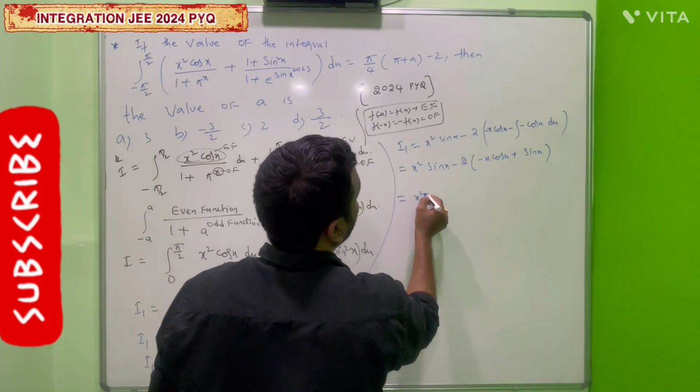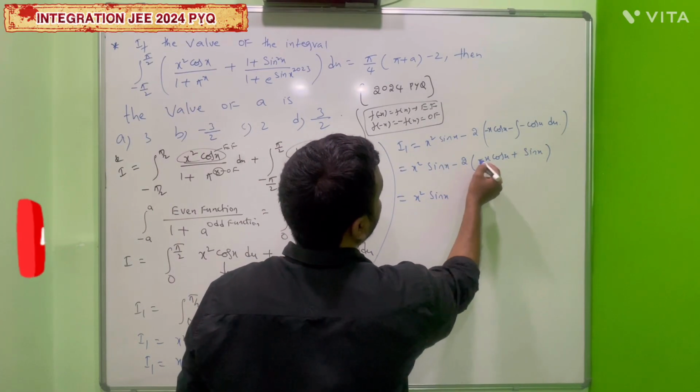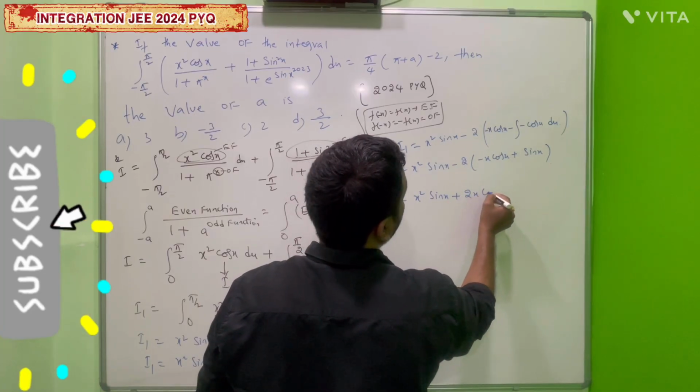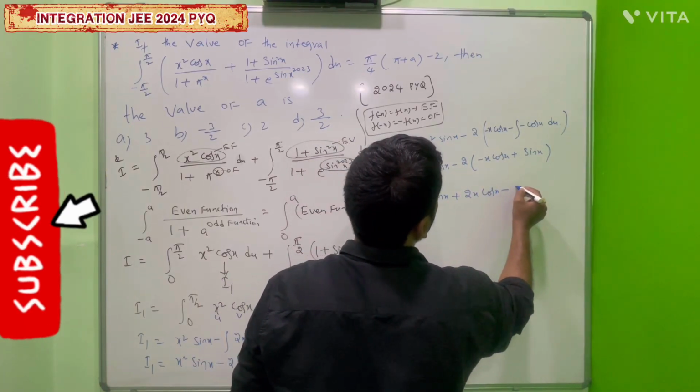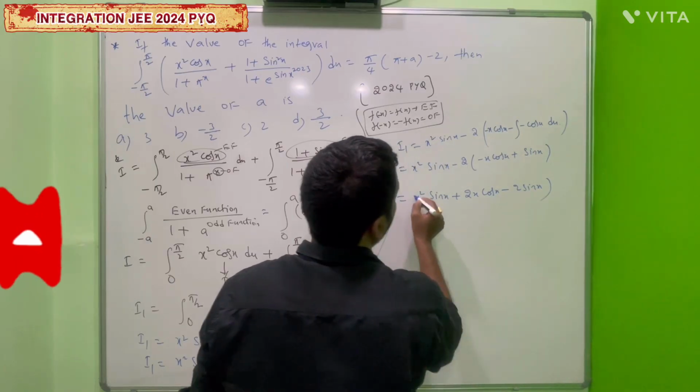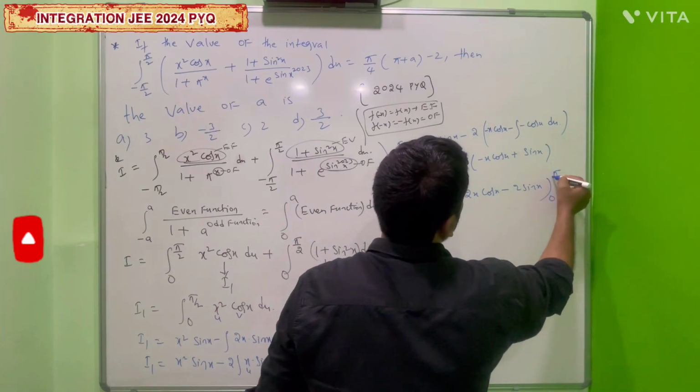So that is equal to x square into sin x minus of minus plus 2x into cos x minus into plus minus 2 sin x. Now apply the limits here, 0 to pi by 2.